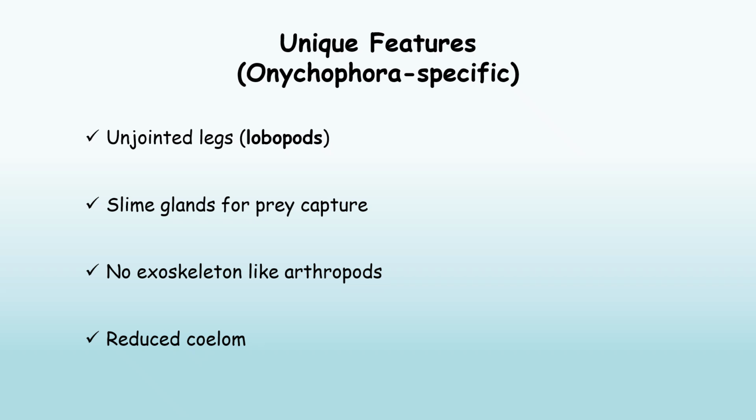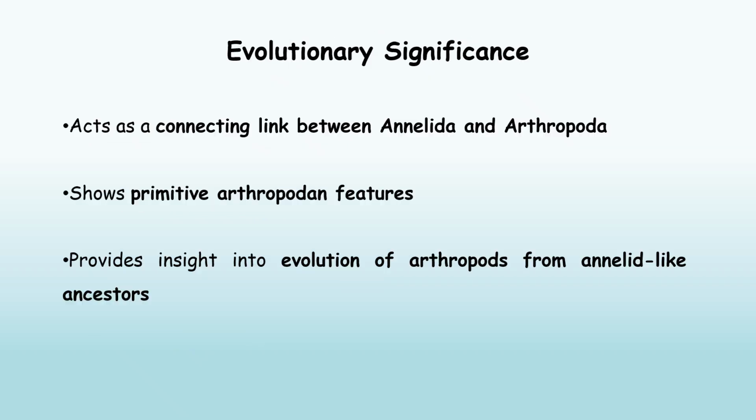And in Peripatus, they don't have an exoskeleton like arthropods. As we have discussed, they have a very thin layer of cuticle made of chitin, and the chitin is also highly flexible. So this is one more unique feature of the phylum Onychophora. And the coelom is also highly reduced. So these are some unique features seen in the phylum Onychophora and in Peripatus species.